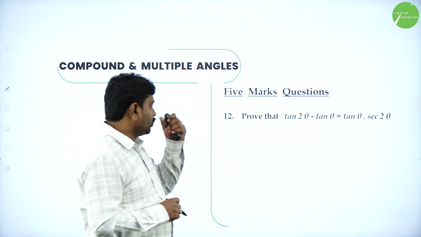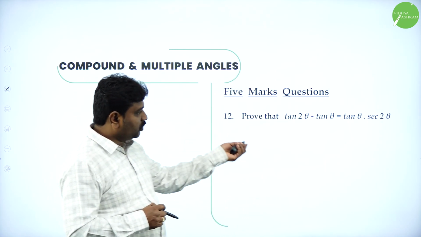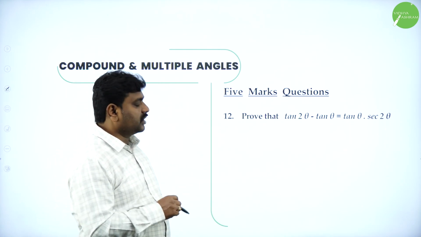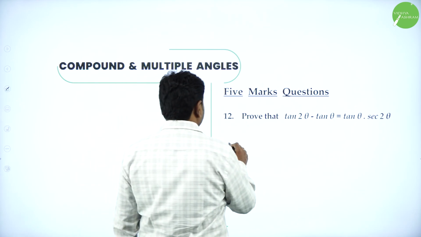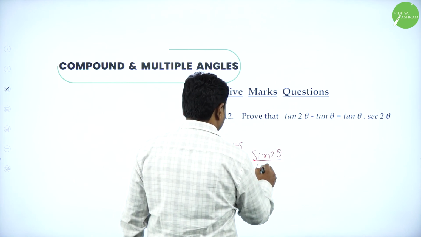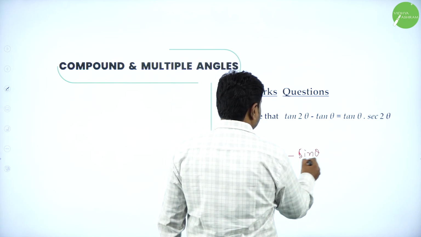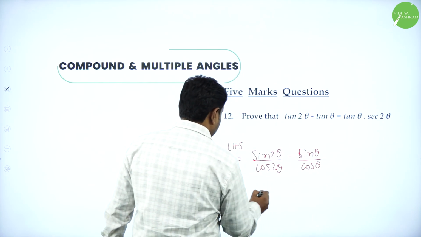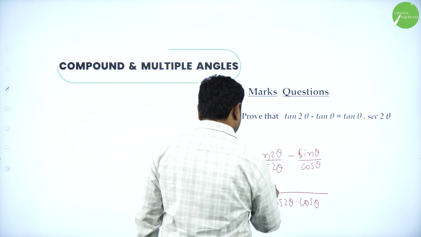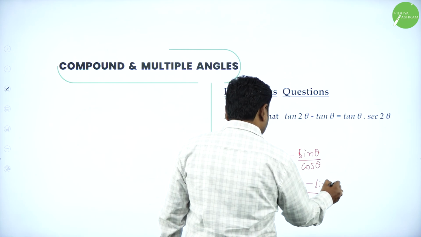Then prove that tan 2 theta minus tan theta is equal to tan theta into secant 2 theta. So they want you to convert tan 2 to secant 2. So again tan 2 theta, use compound angle or convert them to sin and cos and rearrange. Tan 2 theta, LHS will take, can be written as sin 2 theta divided by cos 2 theta minus tan theta can be written as sin theta by cos theta. Now take LCM. If I take LCM becomes cos 2 theta cos theta. Numerator sin 2 theta cos theta minus cos 2 theta sin theta.